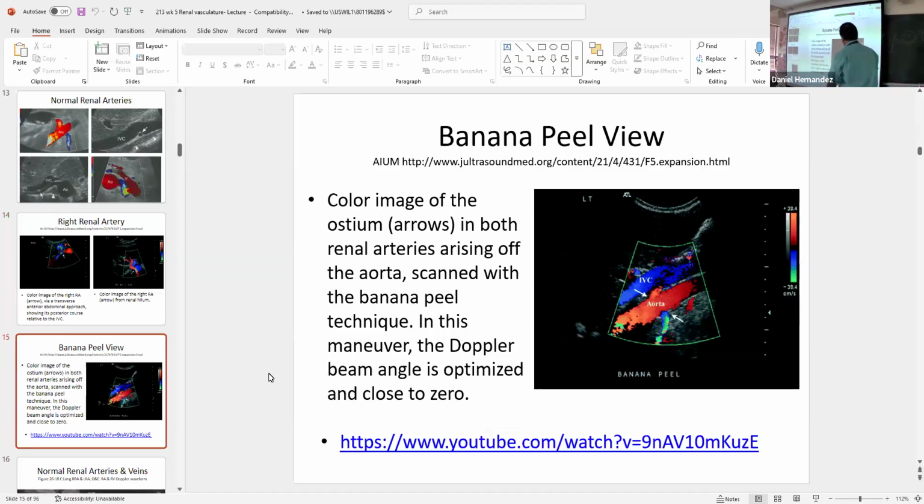So this is that banana peel view. Got our color image. So we're coming again from that coronal approach, trying to image the origin of the right renal artery, the left renal artery. We can get a nice image of the vessels there. And we're optimized because we're close to that zero angle, so our velocity is going to be very true. It's a good link if you want to see a woman here who demonstrates imaging that.